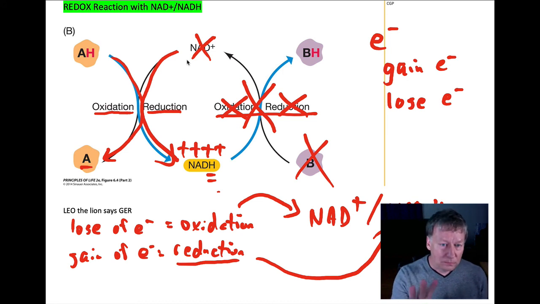For now, this is an oxidation reduction reaction, commonly called redox reactions when they're combined together. And you're going to see these again coming up. So this is a common way, in addition to ATP, that energy is moved around the cell.